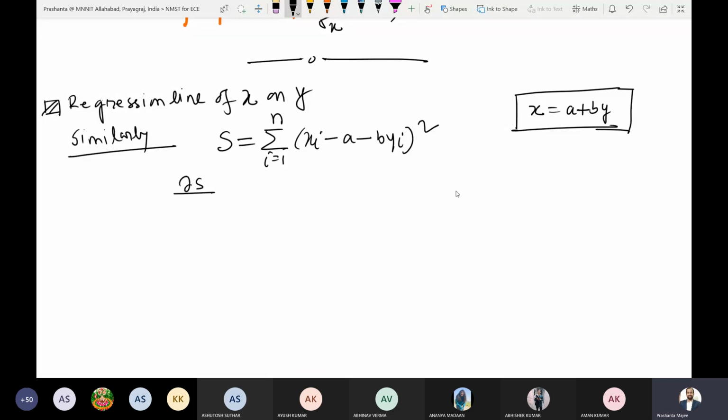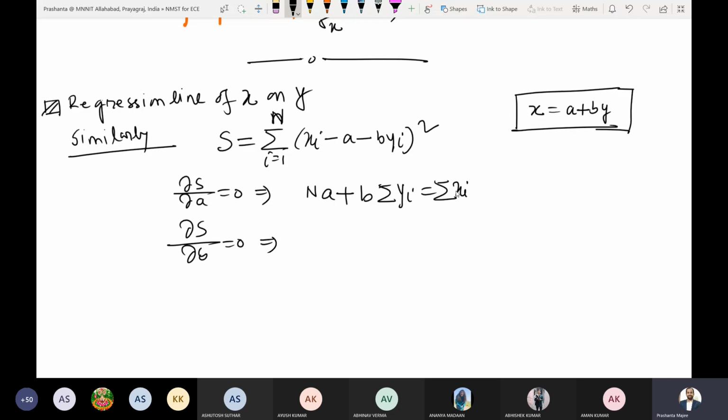So what will be del S upon del A equals to 0? That will give you the total number of data n into A plus B into summation yi, that will be summation xi. And del S upon del B equals to 0 will give you A into summation yi plus B into summation yi square equals summation xi yi.